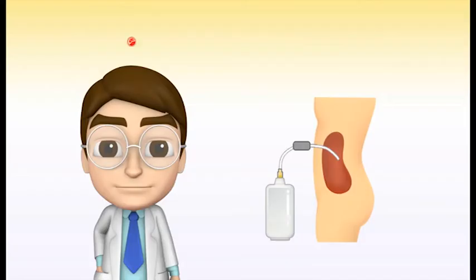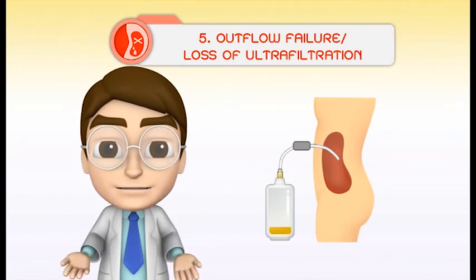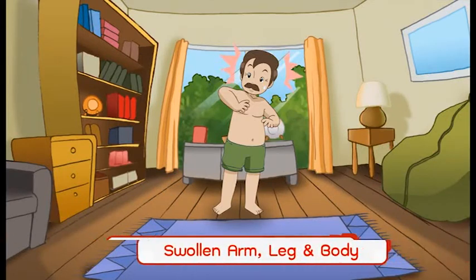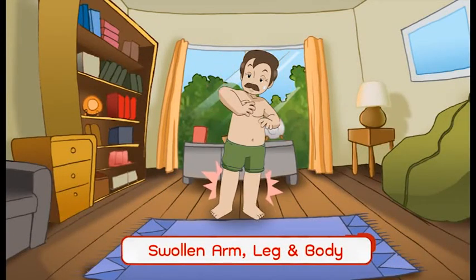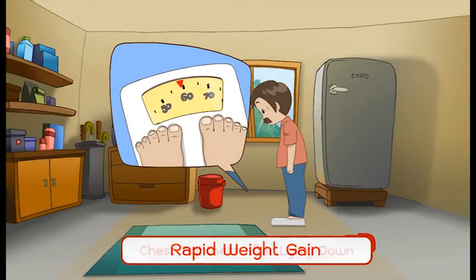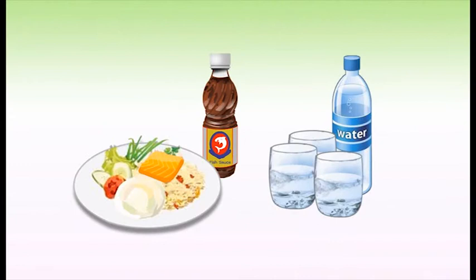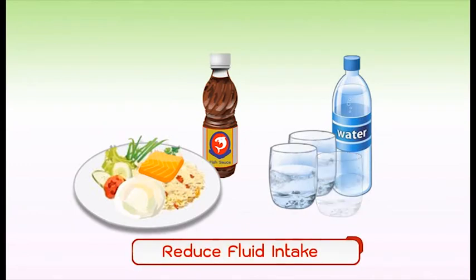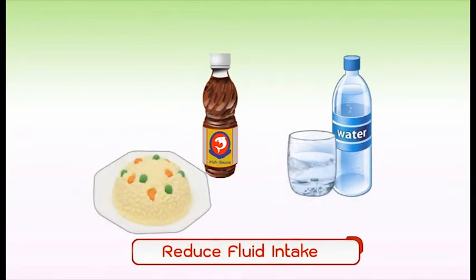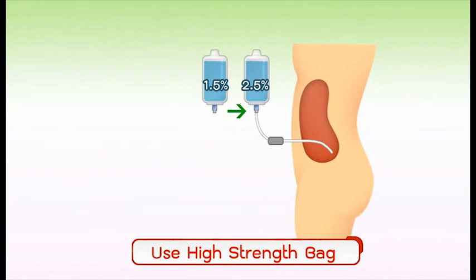And 5. If there is a significant loss of the daily net ultrafiltration, or if the volume removed from the bag exchange is unusually low, together with swollen legs, arms, eyelids, or any unusual weight gain, you must report to your doctor immediately. If symptoms are severe, the patient may experience breathing difficulties when lying down. You have to reduce your fluid intake and restrict the amount of food taken. Refrain from eating salty foods and reduce the amount of sodium salt consumed to less than 2 grams per day.